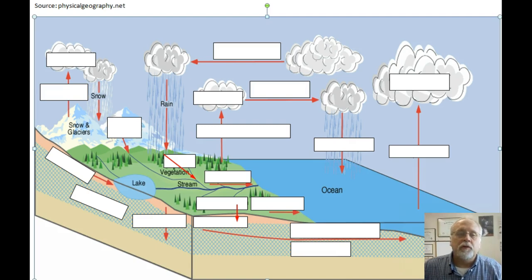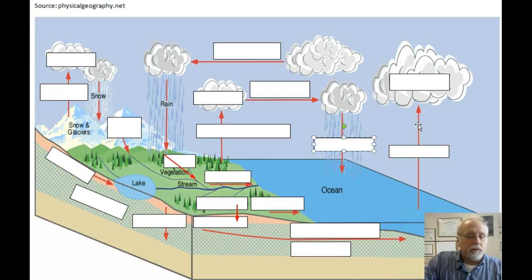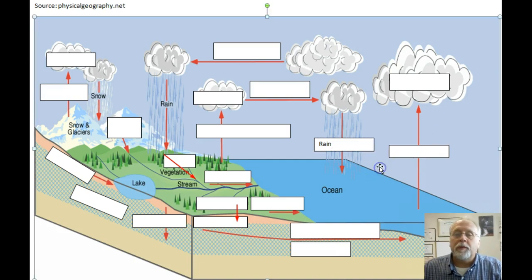So a couple things are shown. For example, there's rain and snow. And then you have snow on the mountain, snow and glaciers. So the rain comes down. That's how it gets from the sky to the earth, that along with snow. So I guess this one should also be rain. And it gets back up to the sky through the process of evaporation.